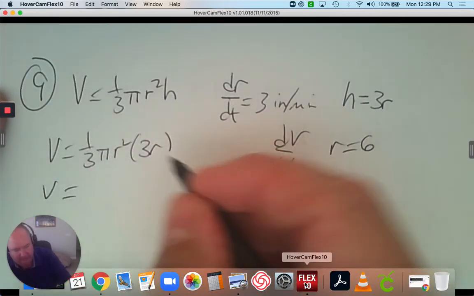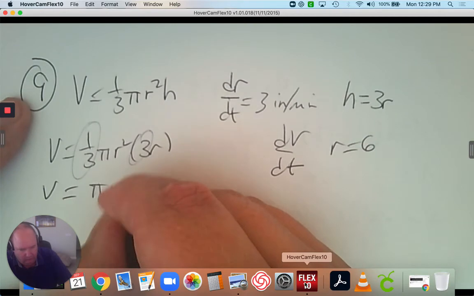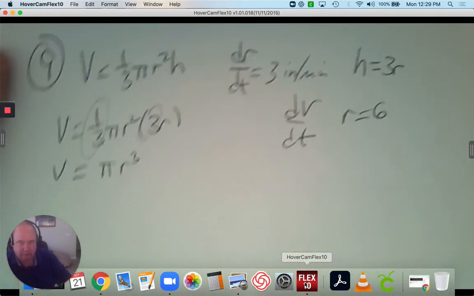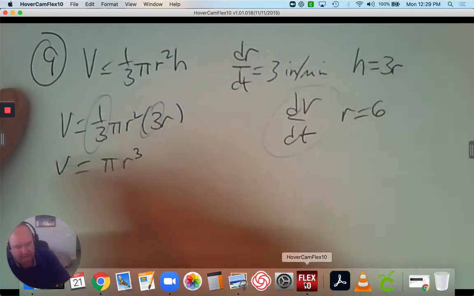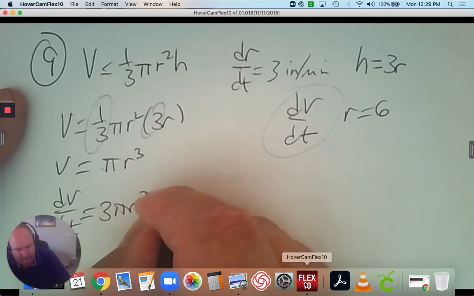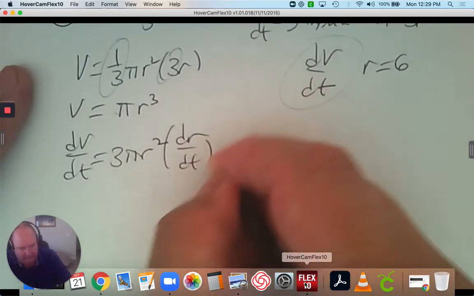Then simplify it. 1/3 times 3 is 1. And r squared times r is r cubed. So all of it together is pi r cubed. Take the derivative with respect to time. So that's 3 times pi, subtract 1 from the exponent, but it needs a hook: dr by dt.